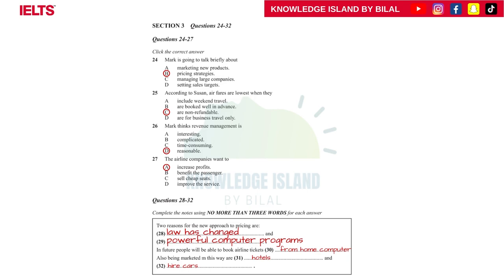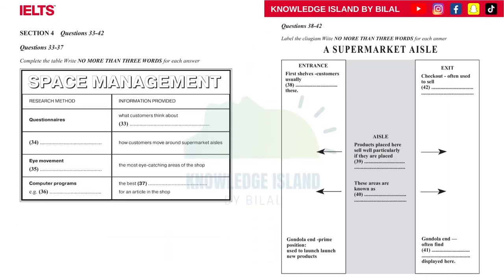Now turn to Section 4. Section 4. You are going to hear a short talk on space management in supermarkets. First, you have some time to look at questions 33 to 37.